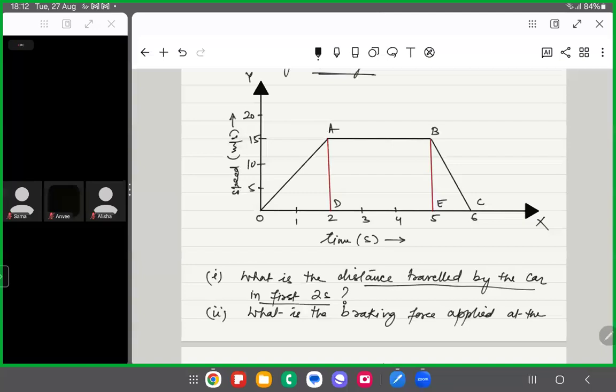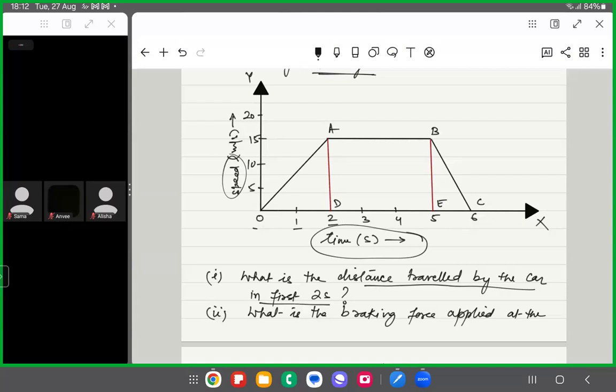In first 2 seconds. On the x-axis, you can see there is time, in seconds. So 0 second, 1 second, 2 seconds. So in 2 seconds, how much distance has it traveled? On the y-axis, speed is given. On the x-axis, time is there. So how will you find distance traveled in first 2 seconds?